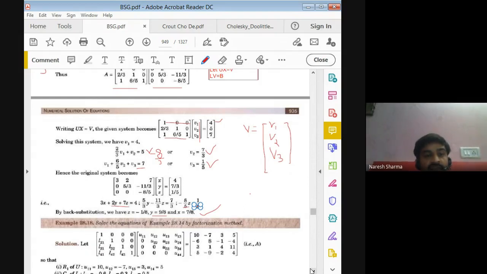Now we have here another factorization method with a different name. One is your Crout method. So what is your Crout method? Let's discuss.